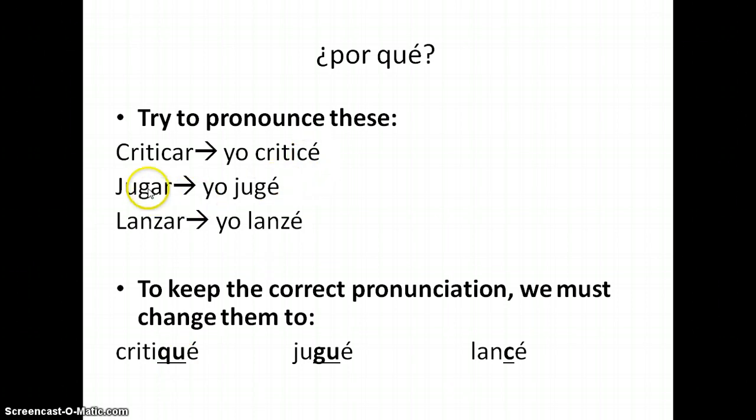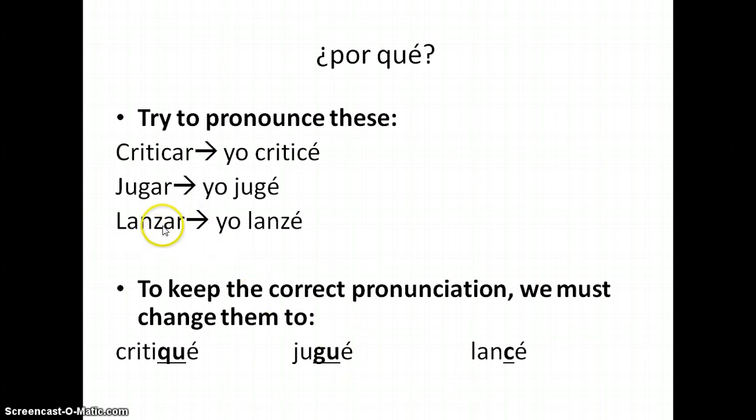Likewise, the verb jugar, the infinitive, has a hard G sound, where when we put it in the preterite tense, it's pronounced jugué, where the G now has an H sound, and we want it to have that hard G, just like the infinitive, we want it to match. So if we look at the bottom of the screen, what we did is we changed the G to a GU, and now it sounds like jugué when we pronounce it.